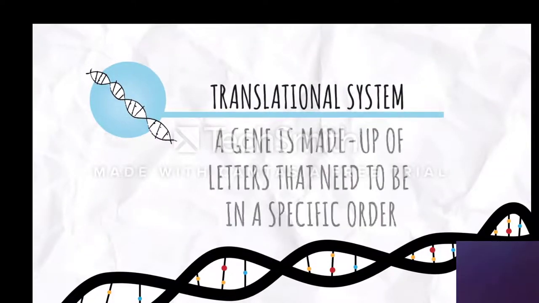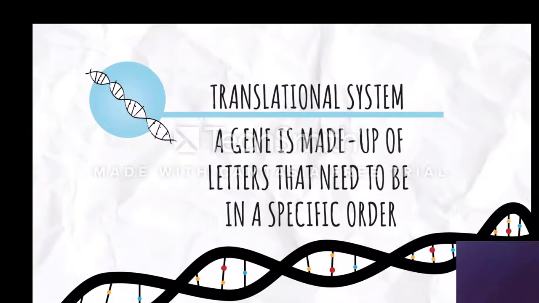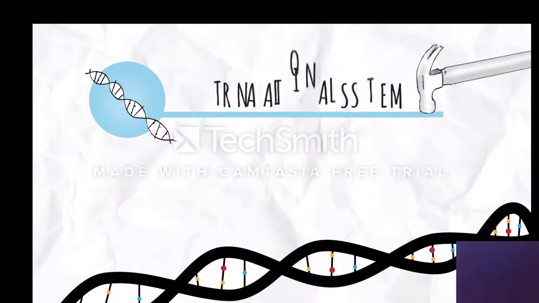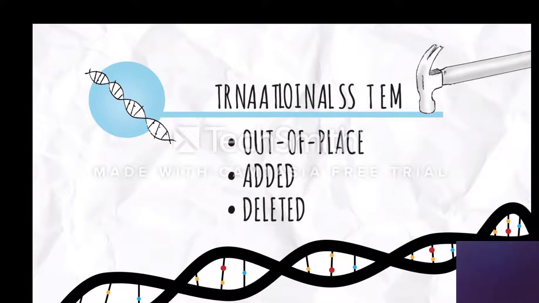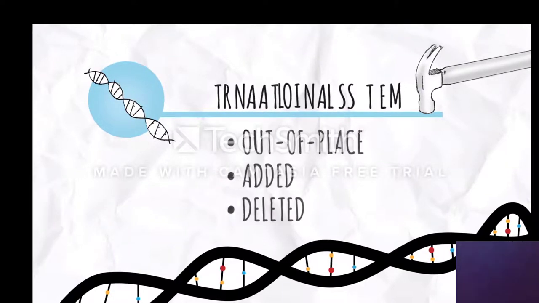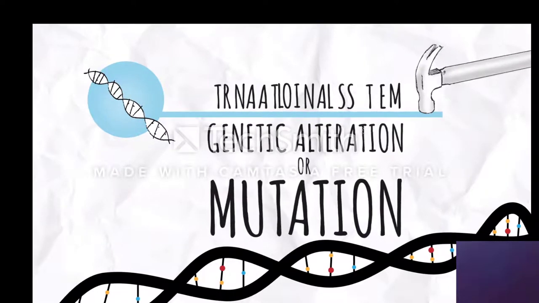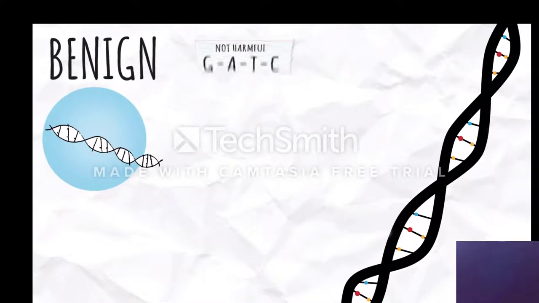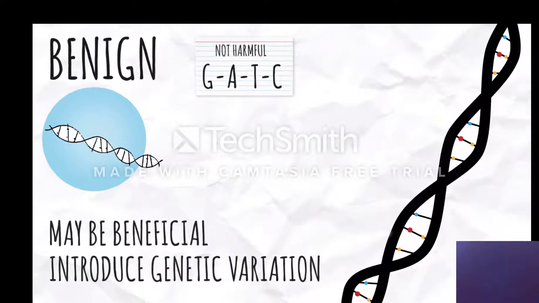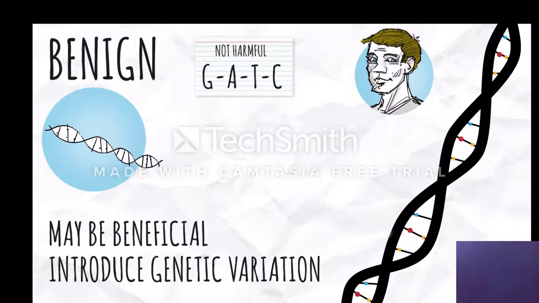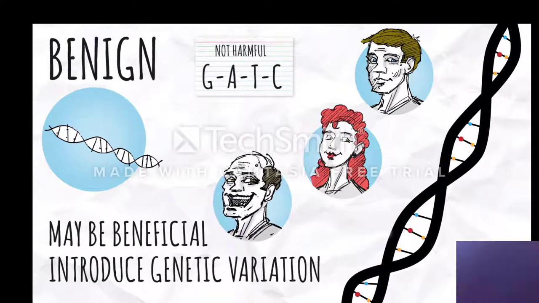A gene is made up of letters that need to be in a specific order for healthy proteins to be made. If a letter is out of place, added, or deleted, it too may not be understood by the human body. We call this a genetic alteration or a mutation. Some genetic alterations are considered benign or not harmful. These spelling changes in our genes may even be beneficial as they introduce genetic variation in our species. Benign changes may be the cause of humans having different eye color, different hair color, or even different personalities.